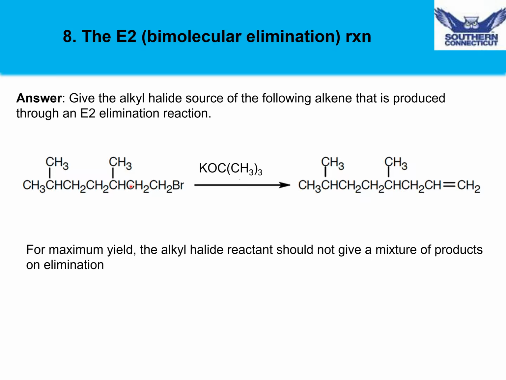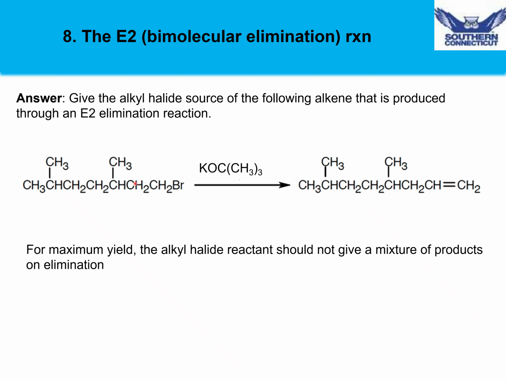However, if we gave an answer that has the halogen on this carbon, so in other words, thinking about this backwards, where we put the halogen here, that would put the bromine here. If we add base, there are two possible outcomes.